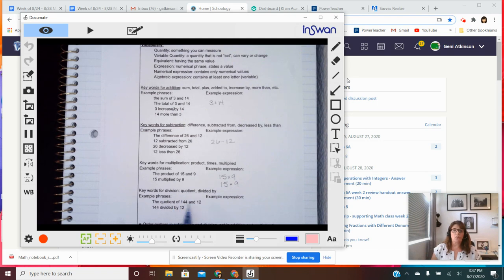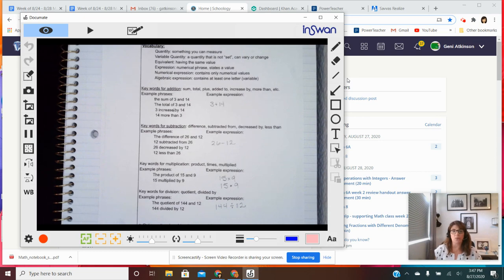Keywords for division: quotient, divided by. Okay? Now, again, division, the order matters a lot. So the quotient of 144 and 12. Do it in that order. That also means 144 divided by 12.